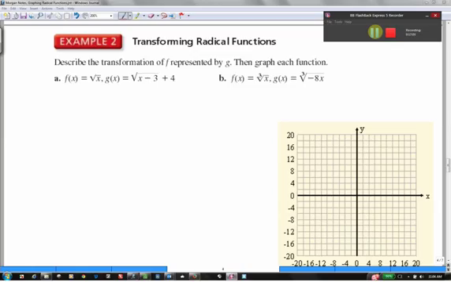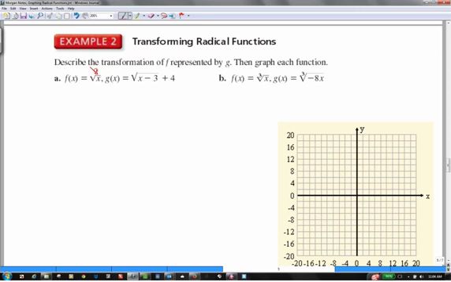In this next example, what it says is we're going to describe the transformation and we have to graph it. So what we see is we're starting with the square root of x and we're moving to this g of x, so it's transformed. Notice that there's nothing multiplied outside of the square root, so a is equal to 1. There are no y stretch or shrink. Okay, the c value that's in front of the x is also equal to 1, so there's no x stretch or shrink. Remember, the y stretch is vertical, the x stretch or shrink is horizontal.